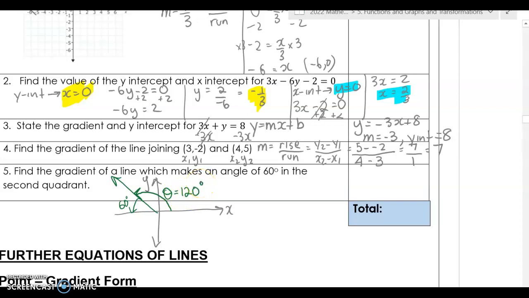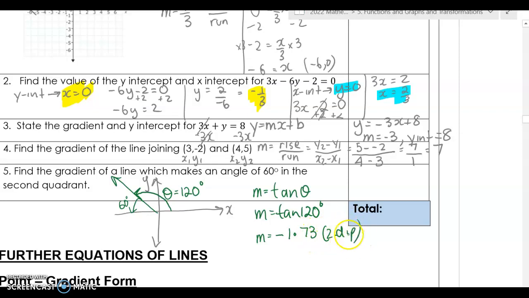So we need to figure out what our gradient is with our angle. So m is tan theta. M is tan 120 degrees. So you can straight away pop tan of 120 degrees in your calculator, and what you're going to end up with, and we'll do this to 2 decimal places, is m is minus 1.73. That's to 2 decimal places.